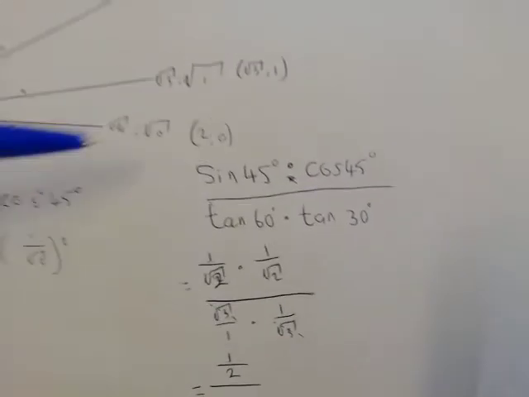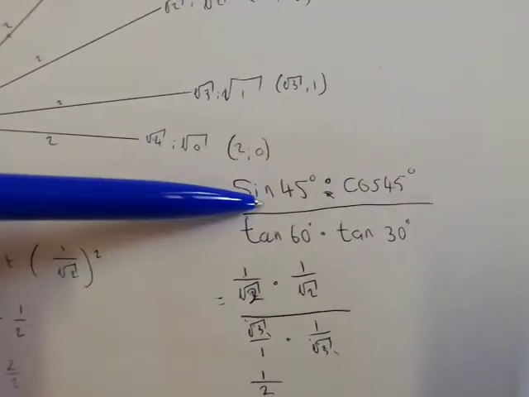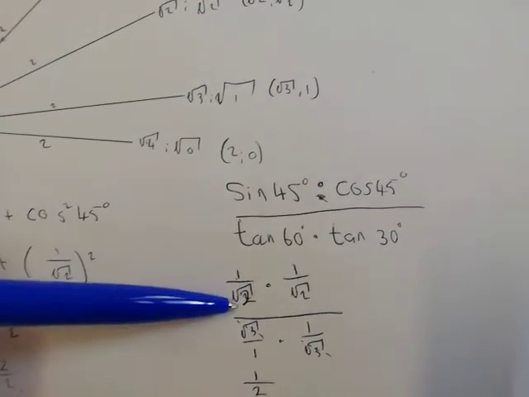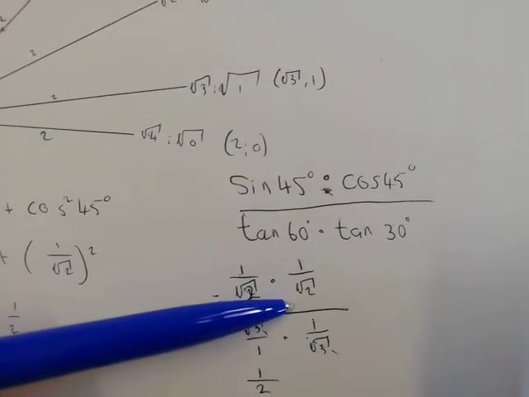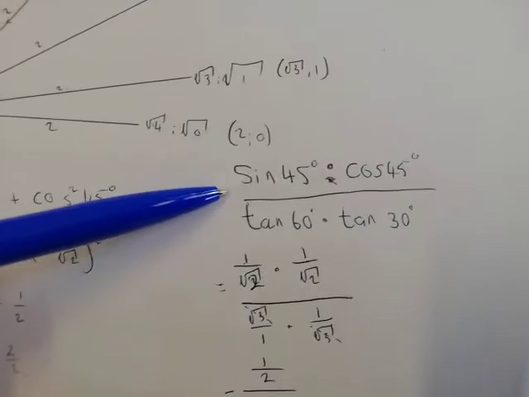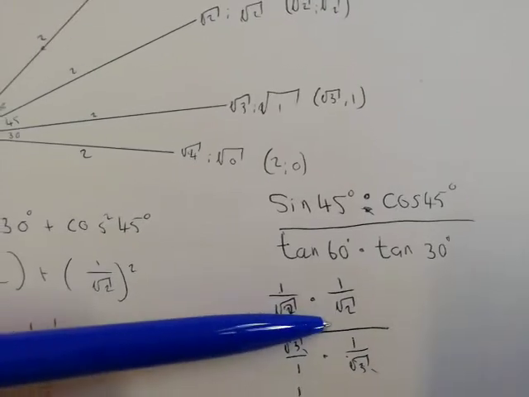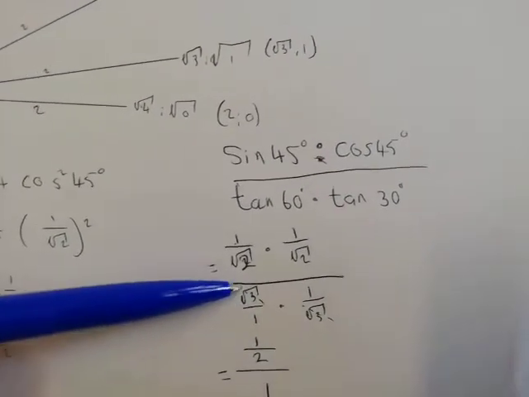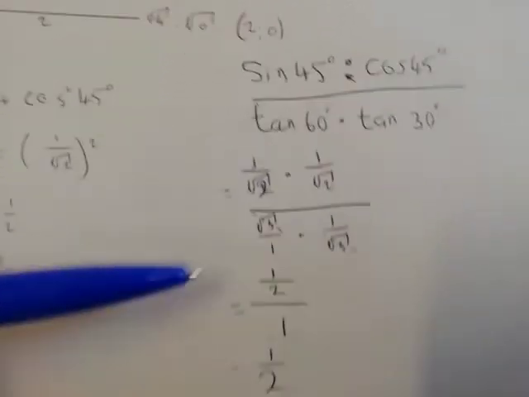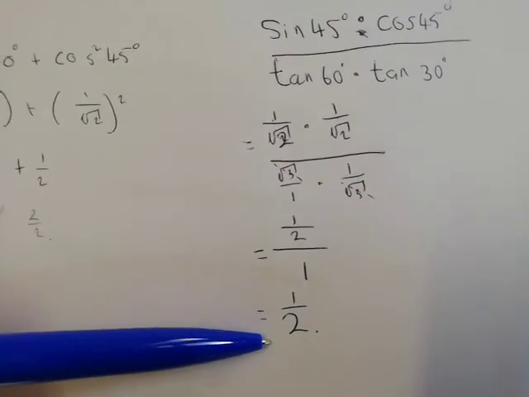They can also give it to you in a fraction form. So sine of 45 times cos 45 over tan 60 times tan 30. Same again, you substitute your fractions that you find from using your triangles or your quarter circle. Sine 45 is 1 over square root 2 and cos 45 is 1 over square root 2. Tan of 60 is square root 3 over 1 and tan of 30 is 1 over square root 3. Multiply, you get a half over 1 and simplify, so your answer is only a half.